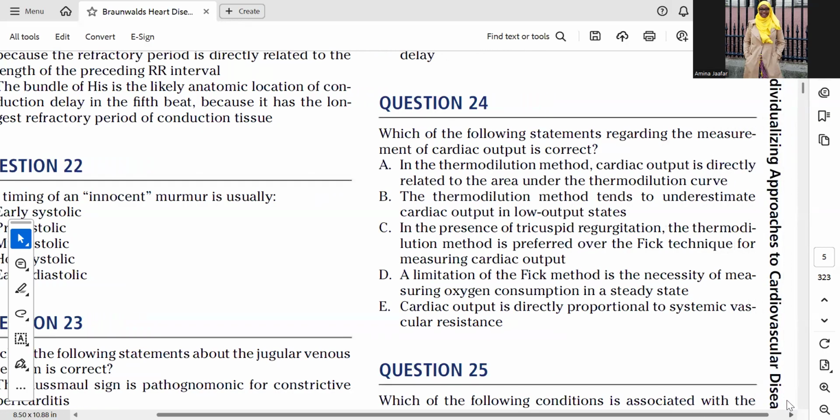All right. Good evening, everyone. I'll take question 24. I wasn't able to take it yesterday. So it goes as, which of the following statements regarding measurement of cardiac output is correct?